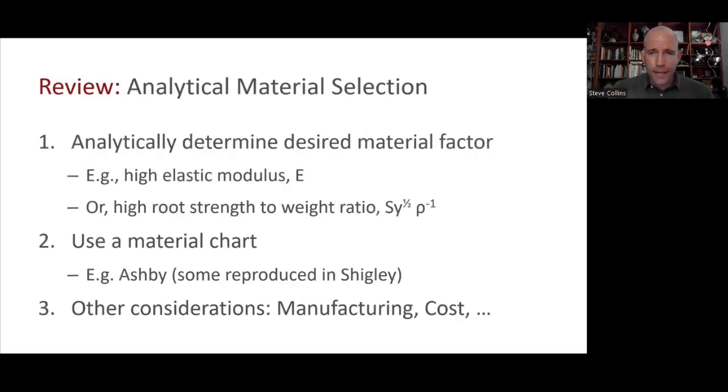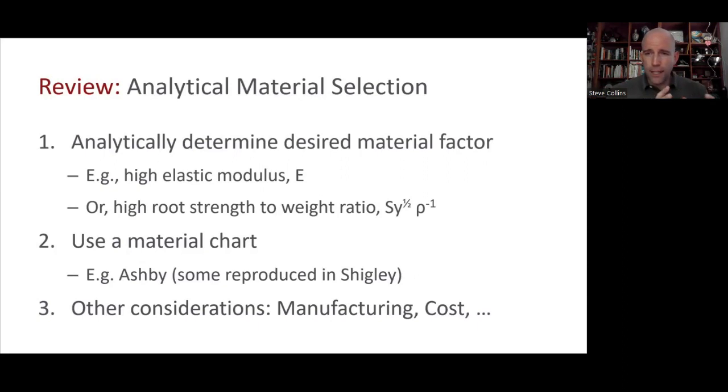Now, an exercise on analytical material selection. This is the focus of the topic reading. And just to review it quickly, what we'll do is a three-step process. First, we'll analytically determine the desired material factor. And to do that, we will use this back of the envelope analysis approach, much like what we've done to find mass optimal part geometries. And for example, we'll do a specific example in the next slide.